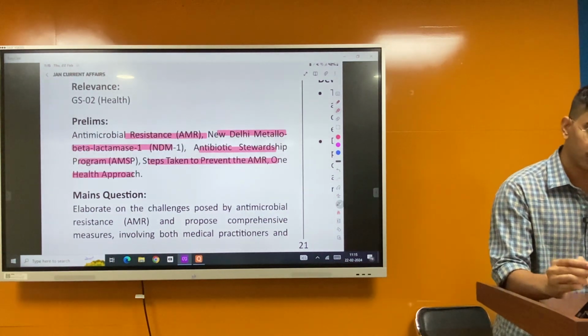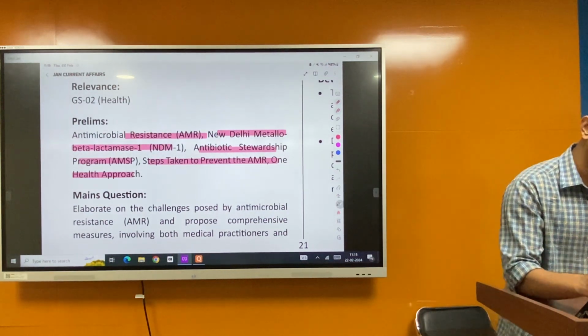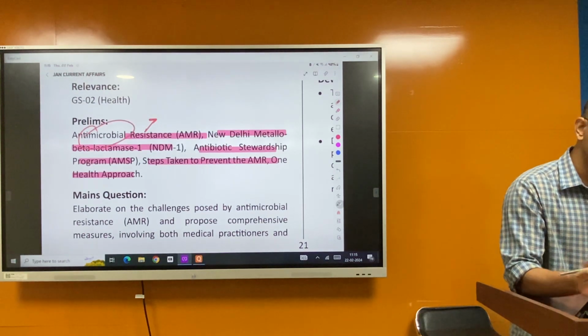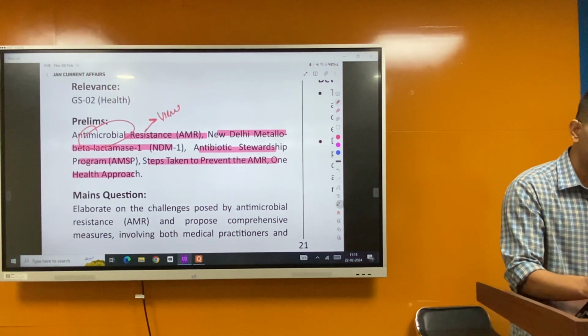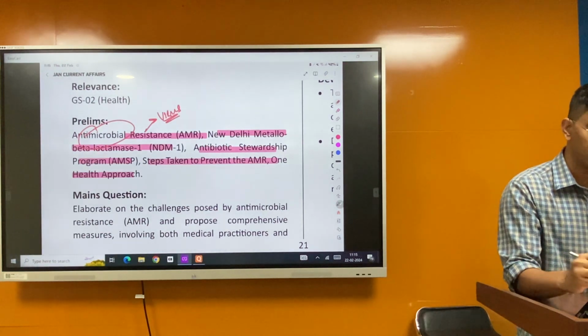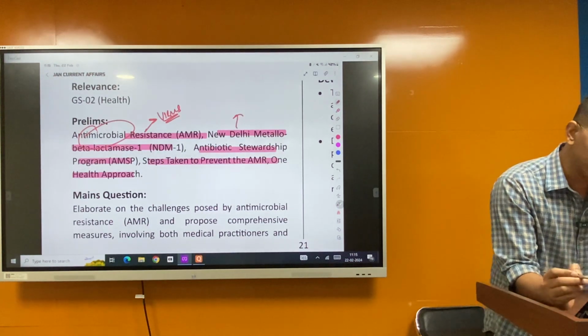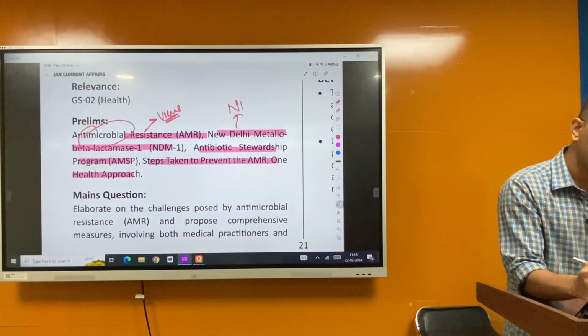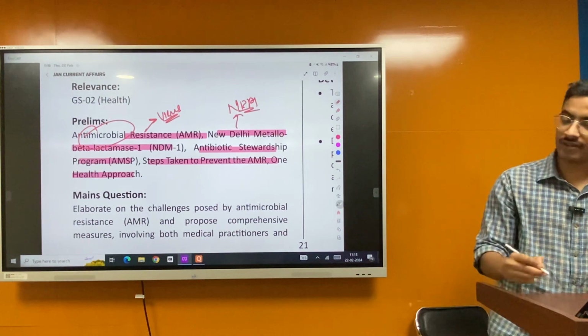This One Health approach includes, see, all these things are important. What are microbes? Do viruses be included in this or not? Bacteria, fungi, which all organisms? And this New Delhi Metallo-beta-lactamase NDM. See, this is a virus.